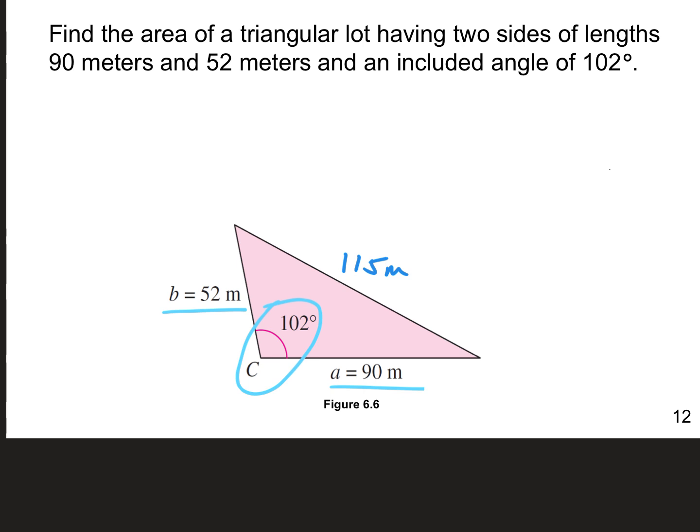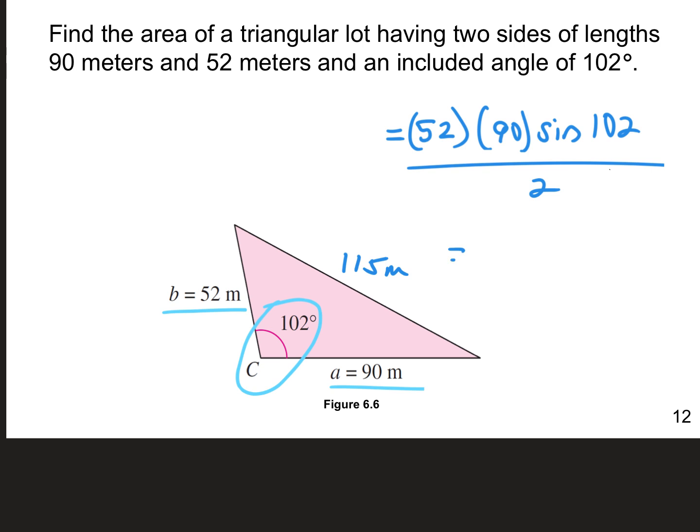No, because what do you need for the area formula? 2 sides and the angle where? In the middle. So the way that you would solve this is you would say, okay, I have one side. I have another side. I'm going to multiply them together, and I times that by the sine of the angle in the middle, and I divide it by 2. That's it. You need the 2 sides and the angle that's in between.